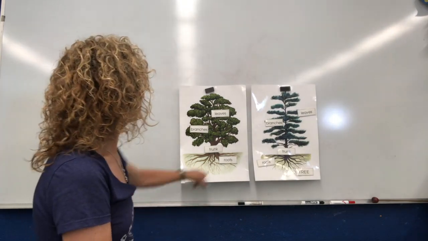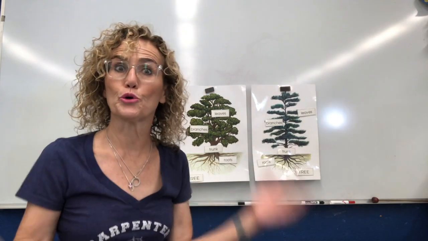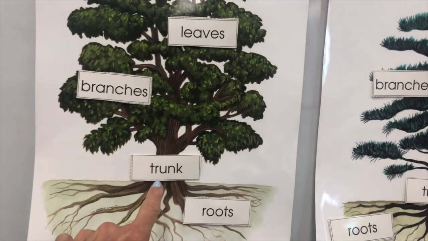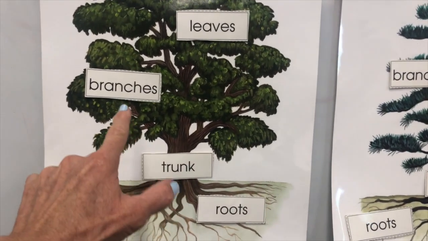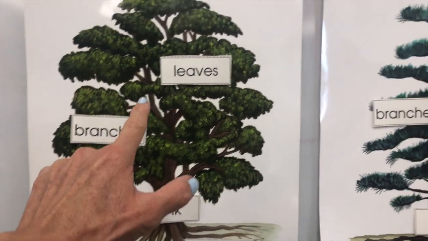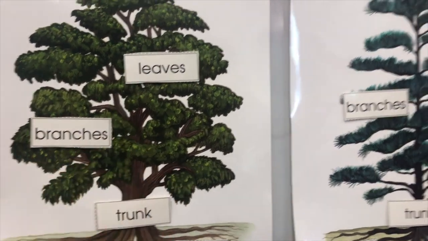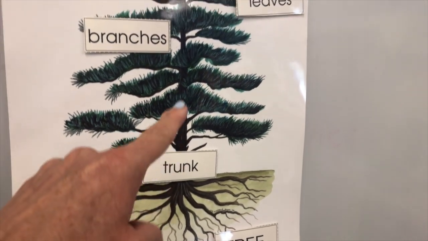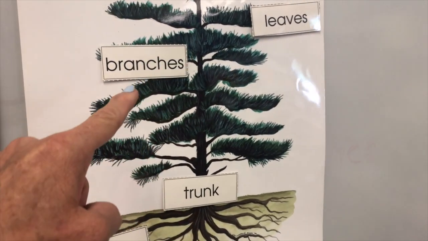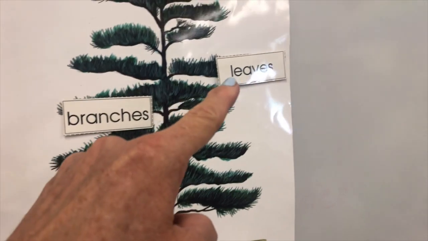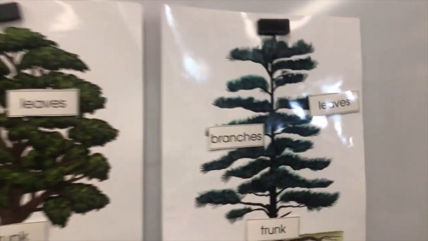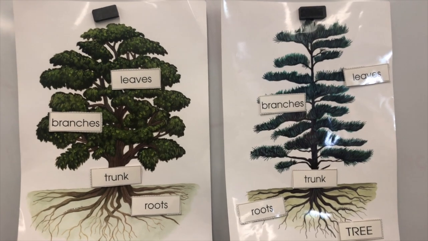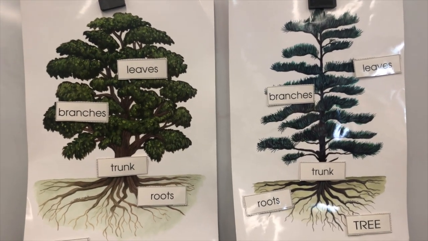Before we go on talking about trees, I wanted us to review the parts of the tree. So, this whole thing all together is a tree. There's the roots, the trunk, the branches, and the leaves. These two trees look different, but they have the same parts.